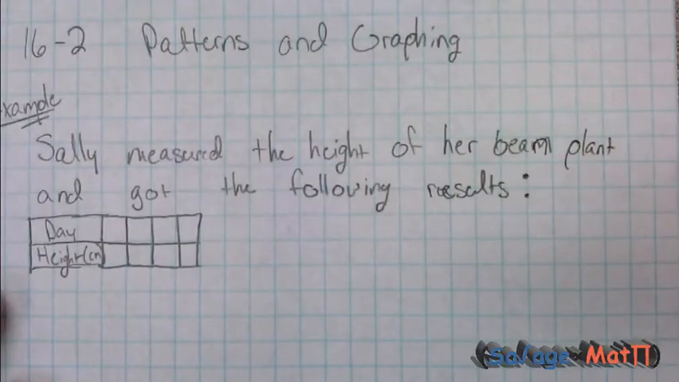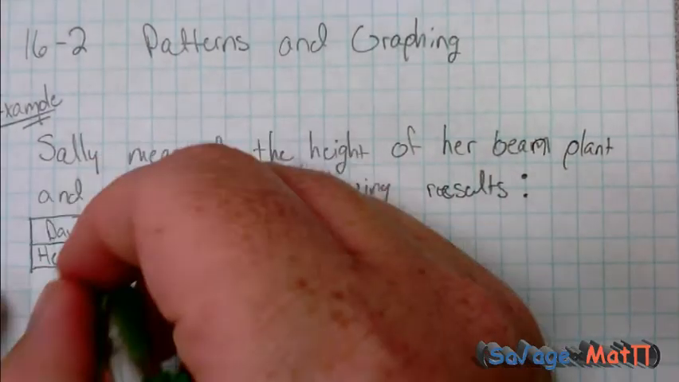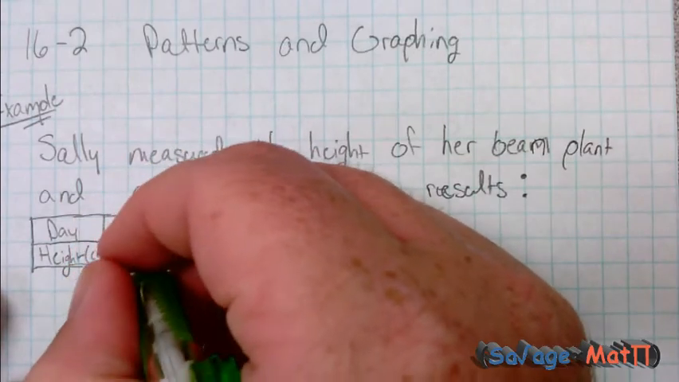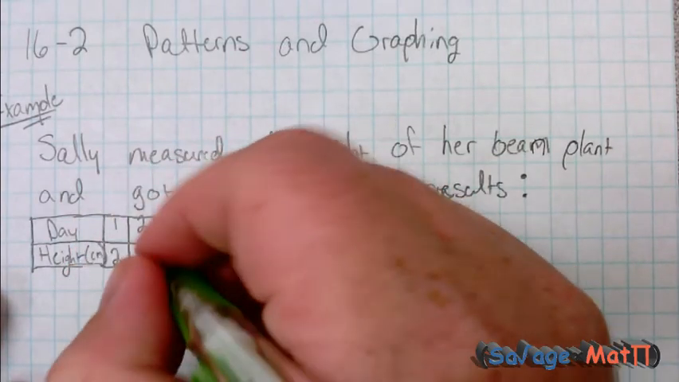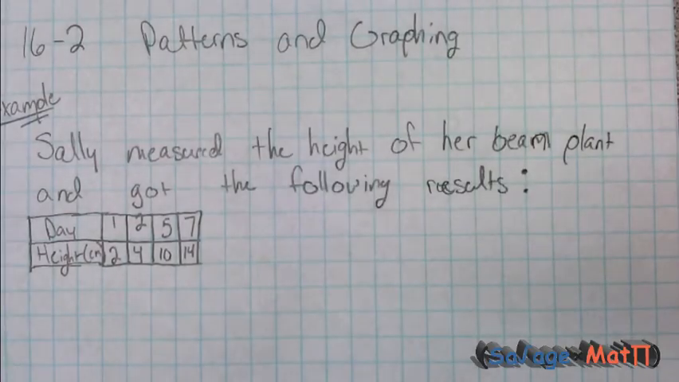Okay? Then we're going to have 1, 2, 5, 7. And then the centimeters is 2, 4, 10, 14. Okay? If you need to pause here to get your graph paper and get your question, go ahead and do that.